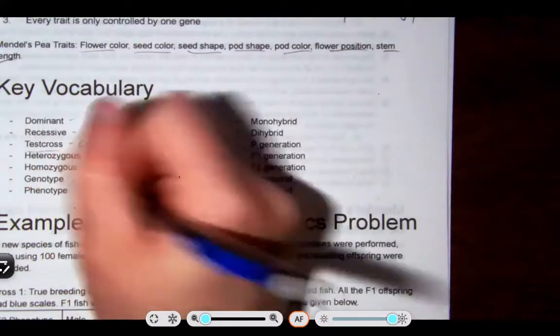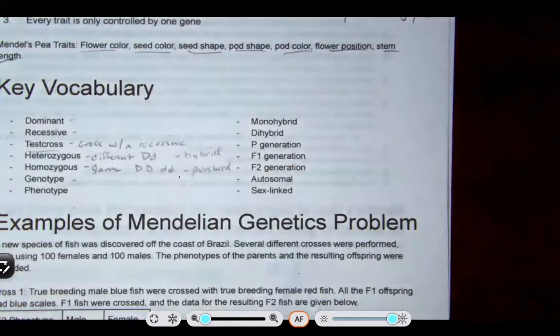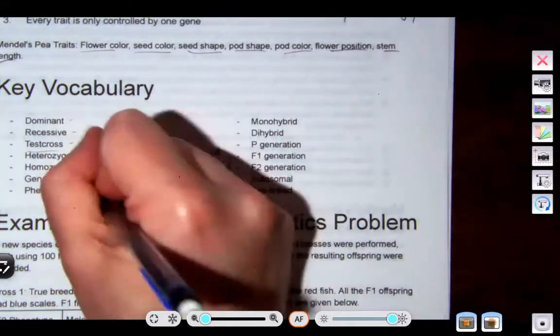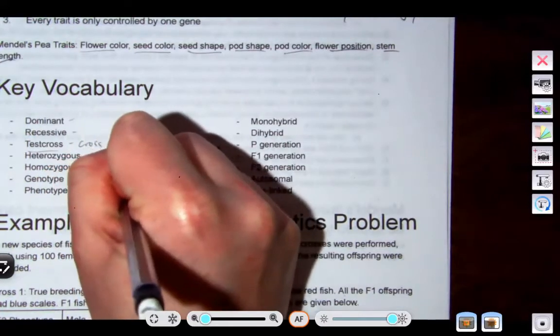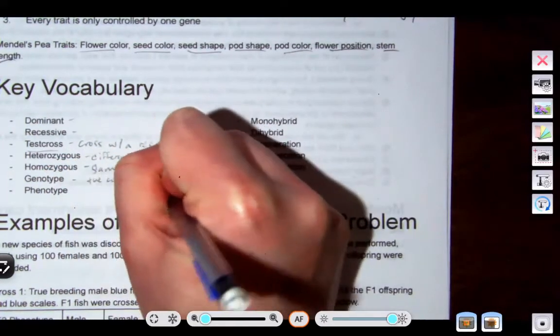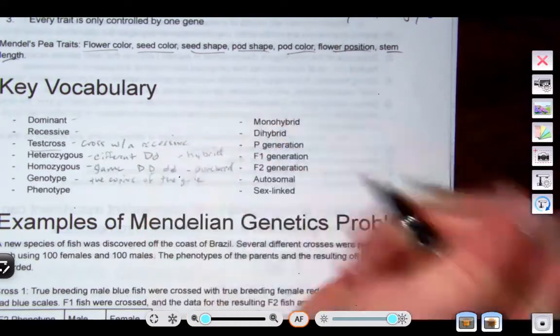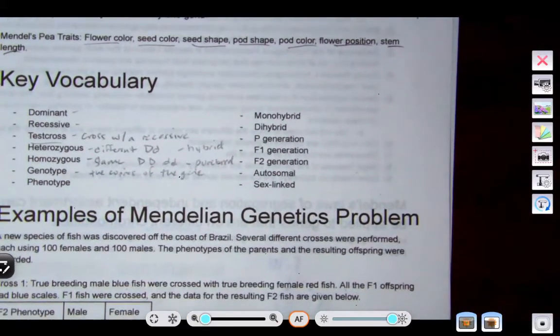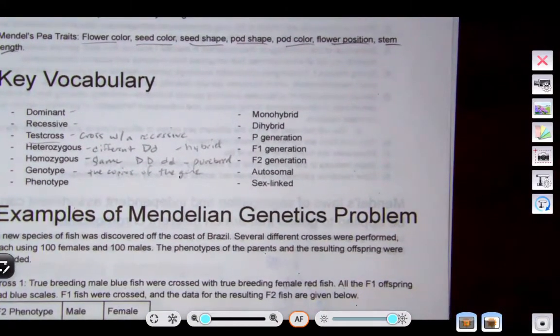So I always like to think of it as just the letters or the genes that they have, the copies of the gene. The phenotype is the actual physical traits, what we see, what the protein is that's actually being made.